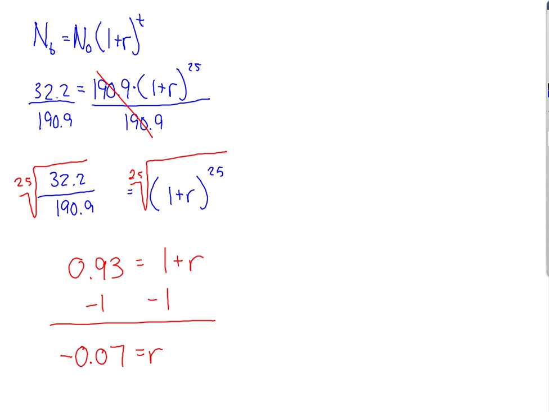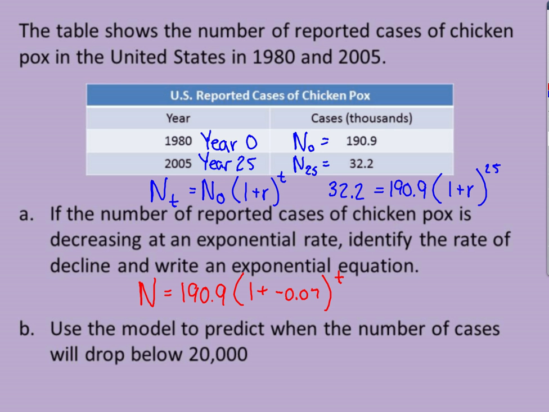So if we go back and write our equation to figure out how many cases of chickenpox there will be per year, it will be n is equal to 190.9 times 1 plus a negative 0.07 raised to the t power. Now remember, this is our cases in thousands. So whatever value you get, if we got 50, that would be 50,000. So remember, since we didn't change those to thousands, you do need to make sure that happens in your answer.